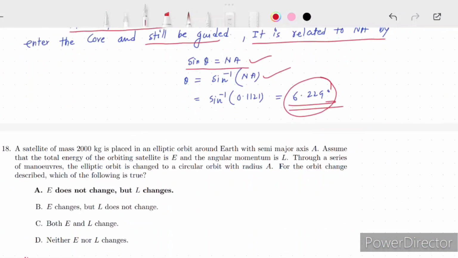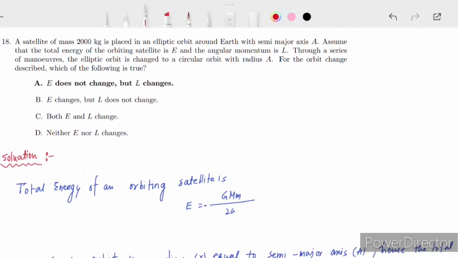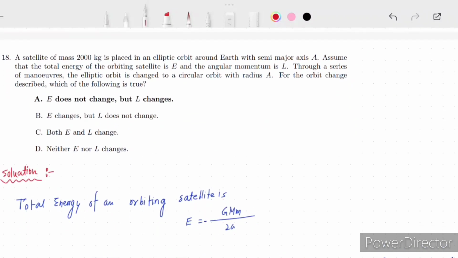Next we go to question number 18. A satellite of mass 2000 kg is placed in an elliptical orbit around the earth with semi-major axis capital A. Assume that the total energy of the orbiting satellite is E and the angular momentum is capital L. Through a series of maneuvers, the elliptical orbit is changed to a circular orbit with a radius capital A.